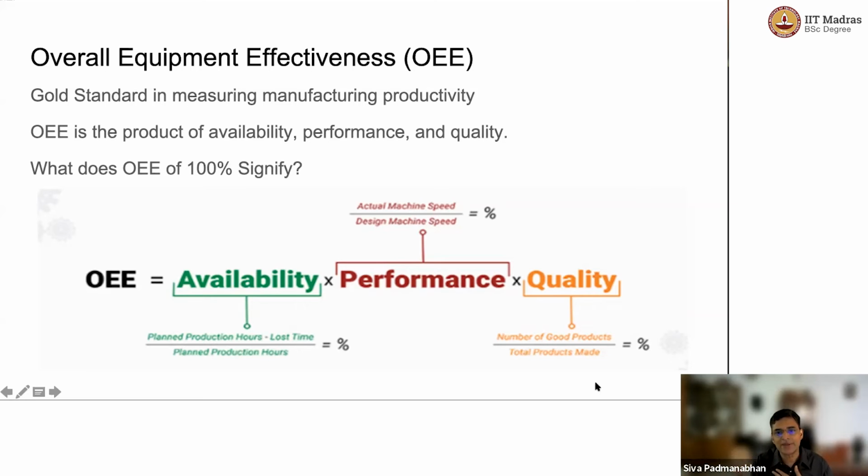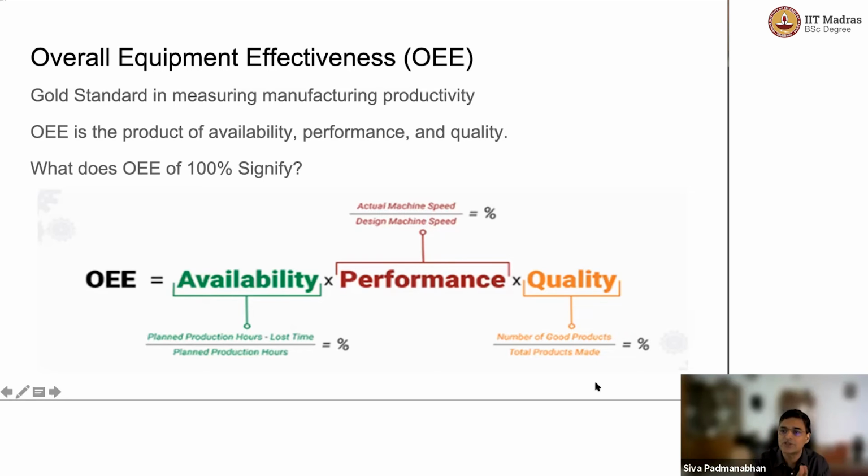The next part is the performance of the machine, which means the actual machine speed divided by the design machine speed. So in some types of manufacturing, you want the machine to be able to produce a certain number of units per hour, but in reality, the machine may actually be running slower, or the people running the machine may not be most efficient.